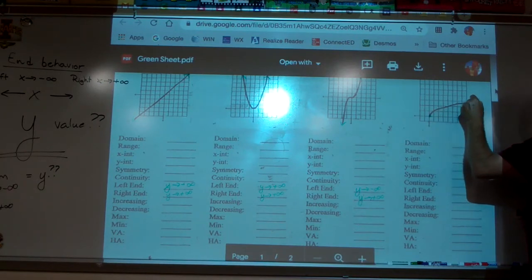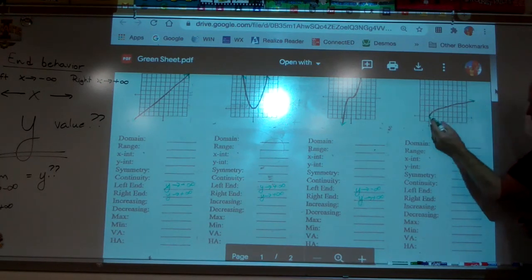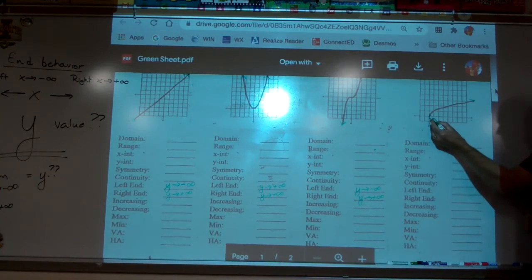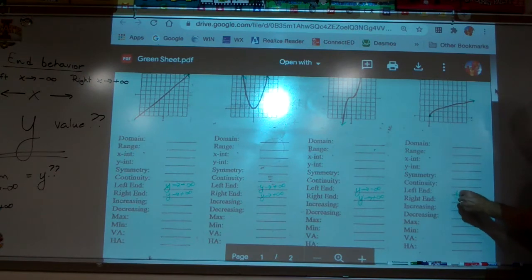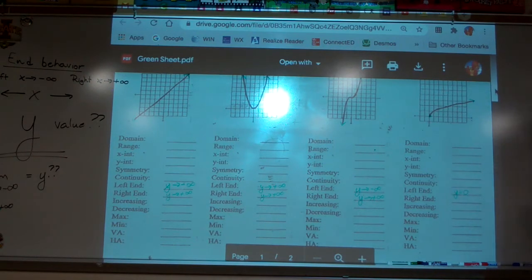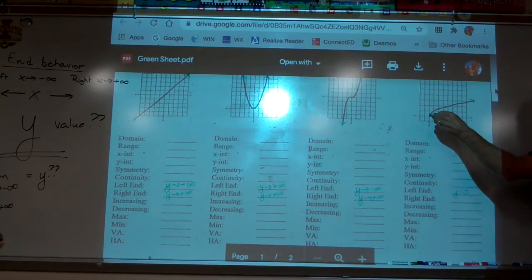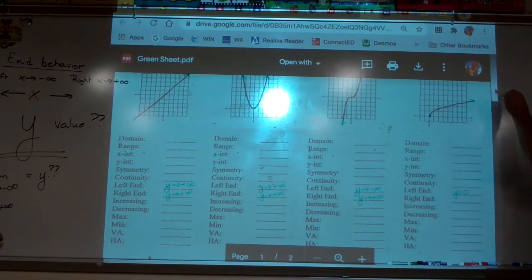Square root. When I go all the way to the left, I end up right there, which is at a y value of 0. So the left end is actually at y equals 0. The right end keeps on going up, up, up, up, up, up, up. So that's approaching positive infinity. Left ends, right ends. That's kind of how we're going to mess with it.